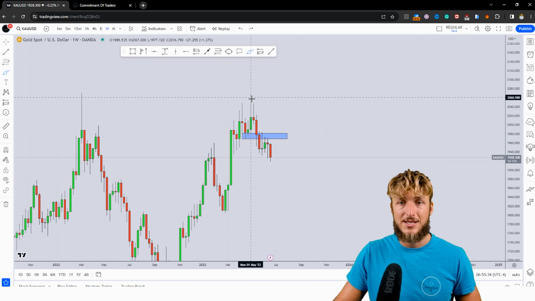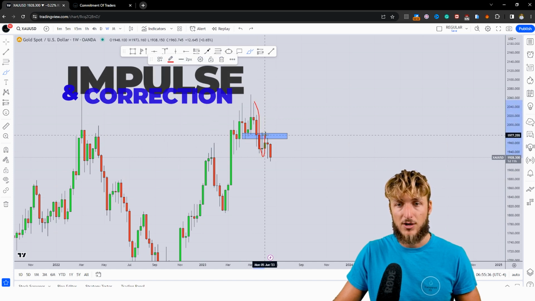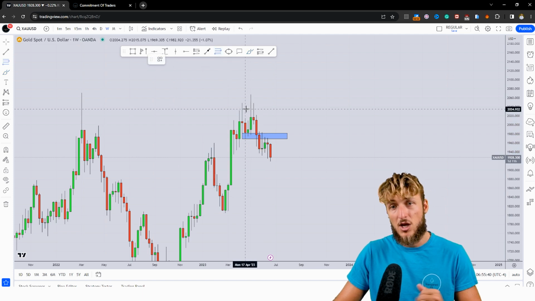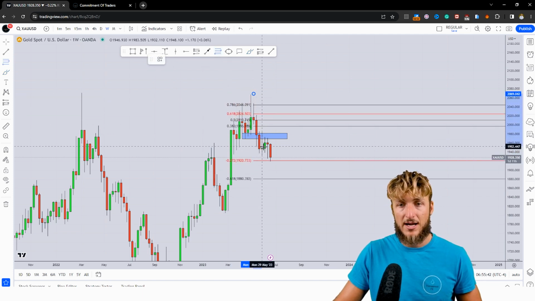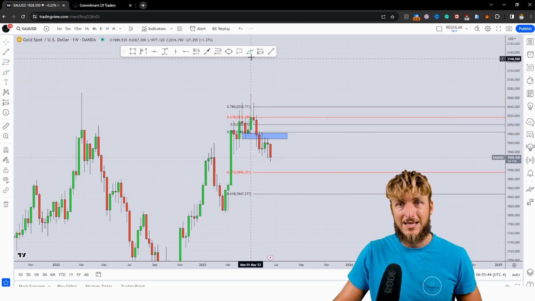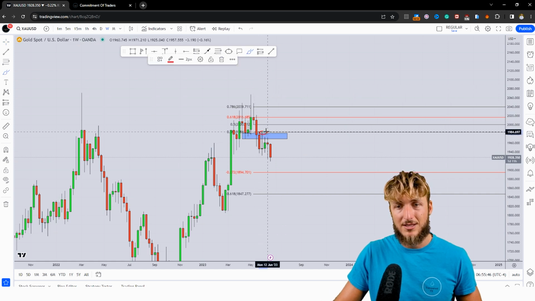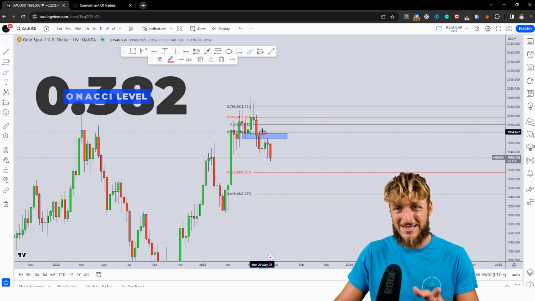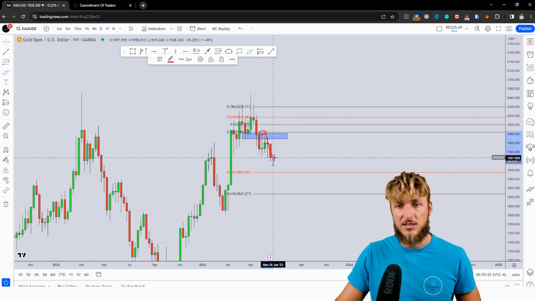We can also notice that in general, since we have an impulse and a correction, if we want to measure this correction after the impulse, we have to take our Fibonacci from the high to the low of the impulse leg, and we can see how we had a perfect 0.382 Fibonacci retracement. The market, in fact, tested the area and immediately started rejecting it to the downside.